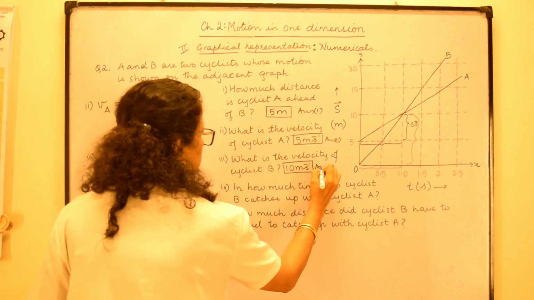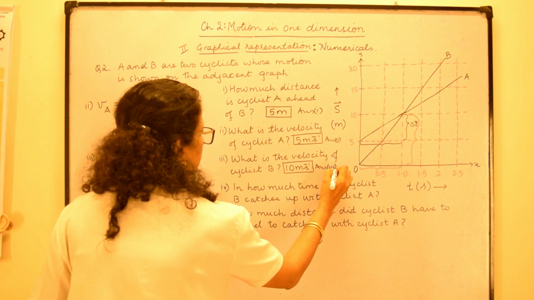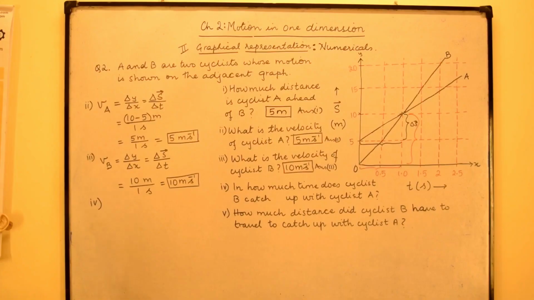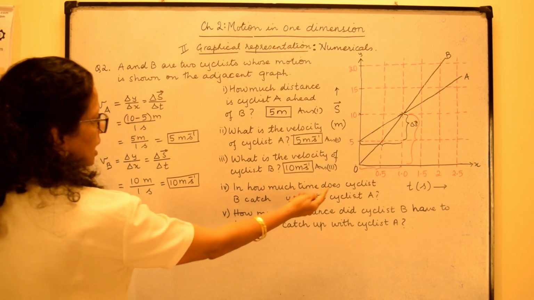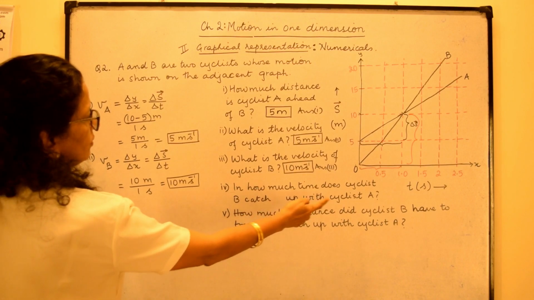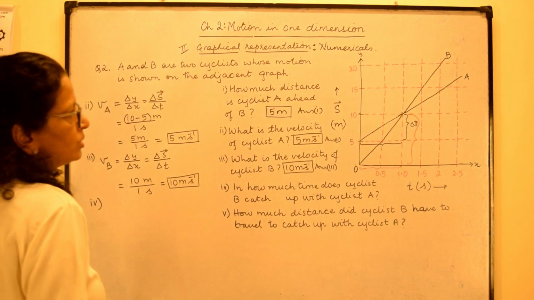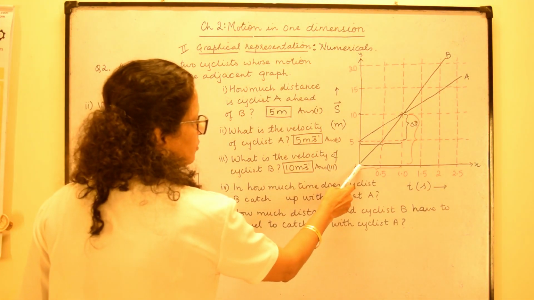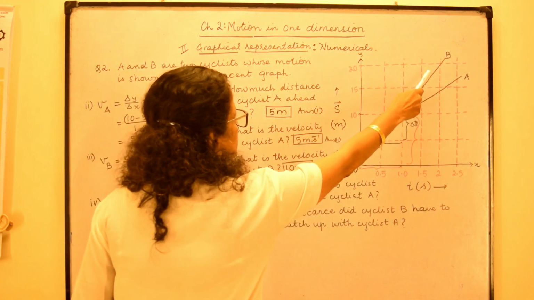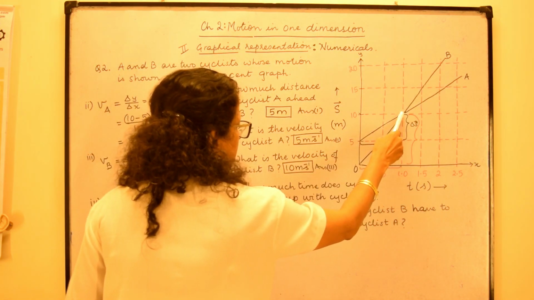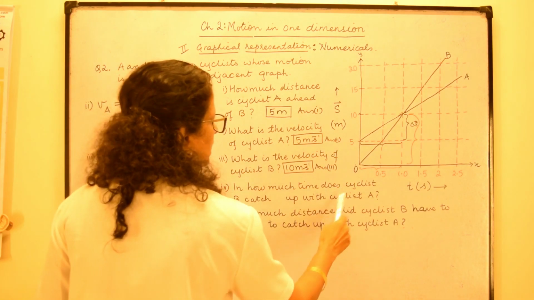And that is our answer 3. In the next part we are looking at number 4. In how much time does cyclist B catch up with cyclist A? As you can see, cyclist B starts from here and then he catches up with A at this point. In how much time does he catch up?